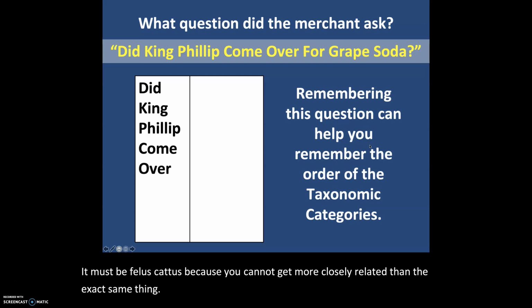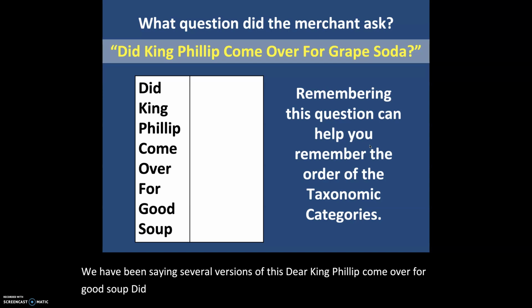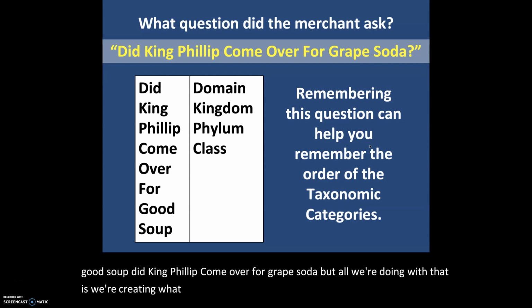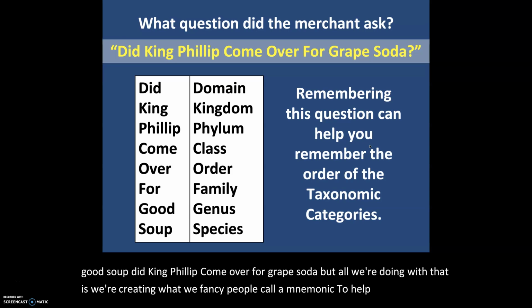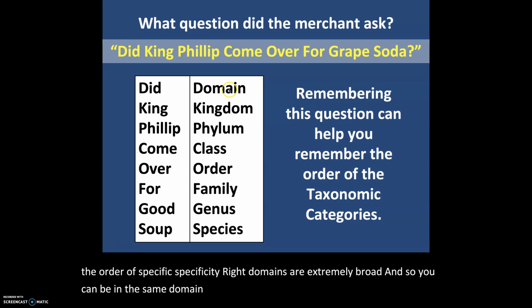So, we have been saying several versions of this. Dear King Philip, come over for good soup. Did King Philip come over for grape soda? But all we're doing with that is we're creating what we fancy people call a mnemonic to help you remember the order of specificity, right? Domains are extremely broad, and so you can be in the same domain and be completely unrelated to each other.